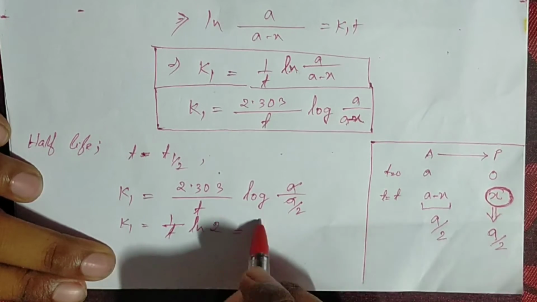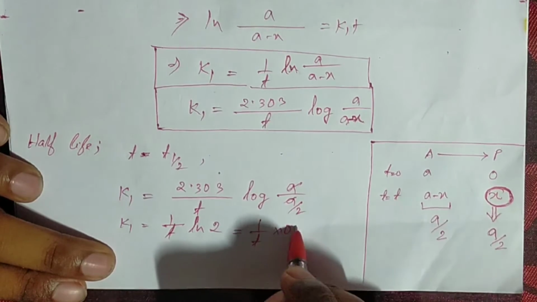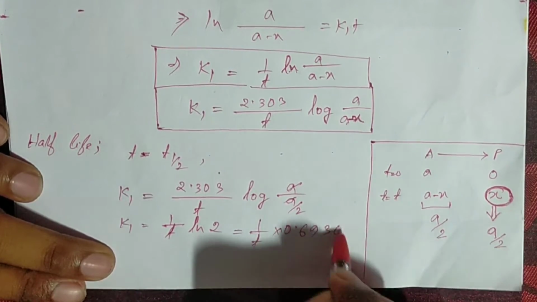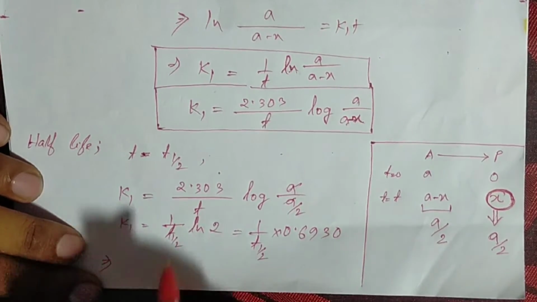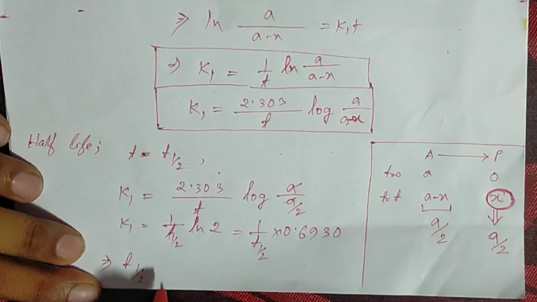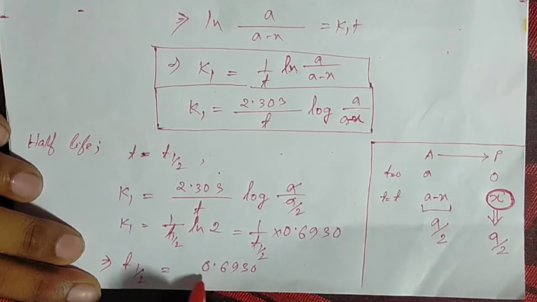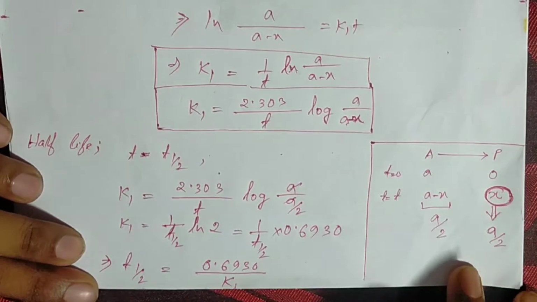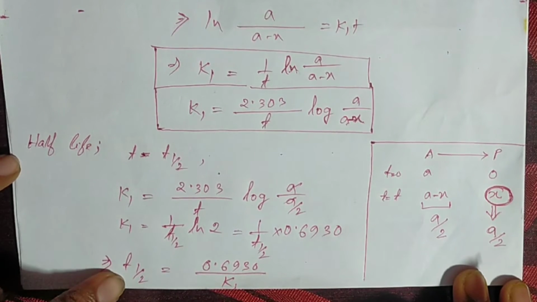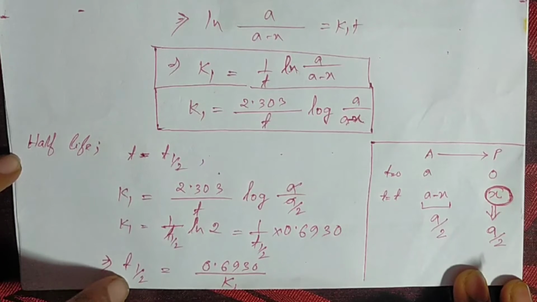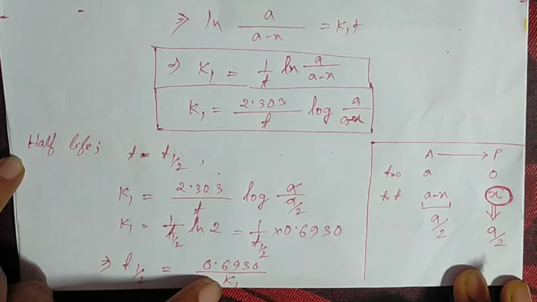So ln 2 is 0.693. So we can write t half is equal to 0.693 divided by k1. This is the equation for the half-life of a first order reaction: t half is equal to 0.693 by k1.